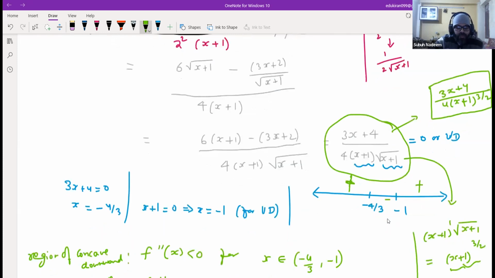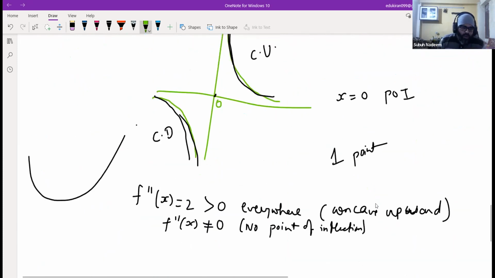But if in the double derivative you don't have x at all, you have 2, which is a constant, and it is positive. It is greater than 0. So it is not dependent on x. It is independent of x. It is always positive. It is always concave upward. It is not equal to 0 also because it is positive. No point of inflection.